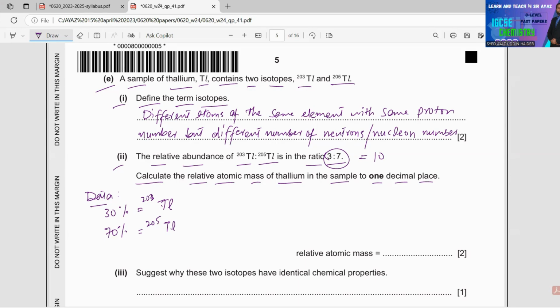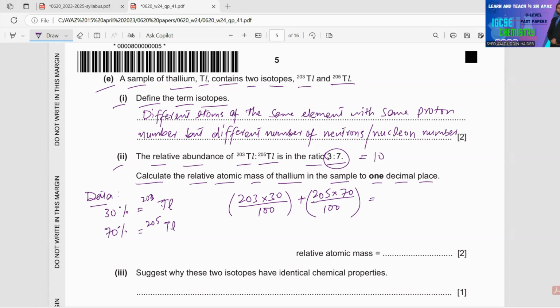Now let's take 30% of 203. So I will multiply 203 by 30 and divide by 100. Plus, in order to calculate the contribution of 205, we have to multiply 205 by 70 and divide by 100. 60.9 for the first one. For the second one, 205 multiplied by 70 and divided by 100, 143.5.